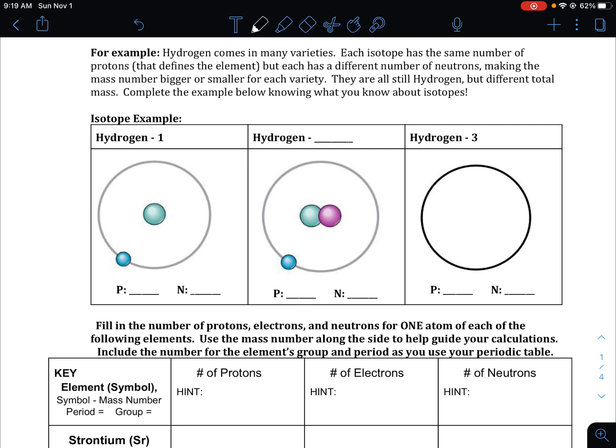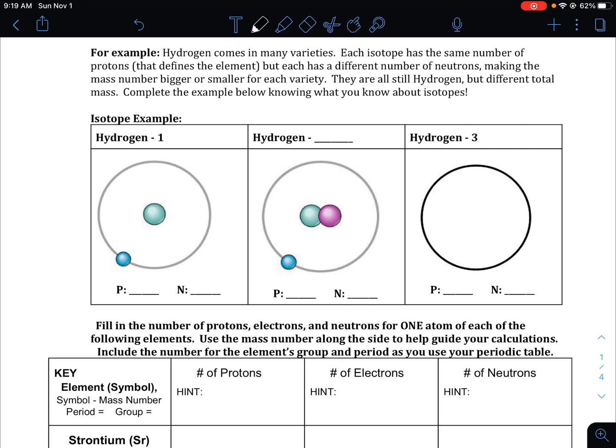So hydrogen can come in many different varieties. So this is one that has multiple different isotopes. Each isotope has the same number of protons, right? Of course, it's hydrogen. It only has one proton. But each has a different number of neutrons, making the mass number bigger or smaller for each variety or flavor. They are all still hydrogen, but different total mass.